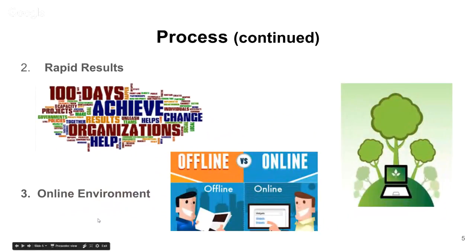Number 2 is rapid results. I chose rapid results because in today's world, it seems as if everyone is always in a hurry. This method is known for jump-starting major change events, and it is very results-oriented.